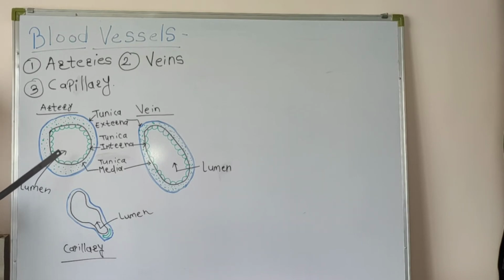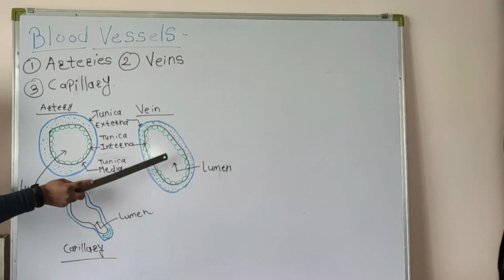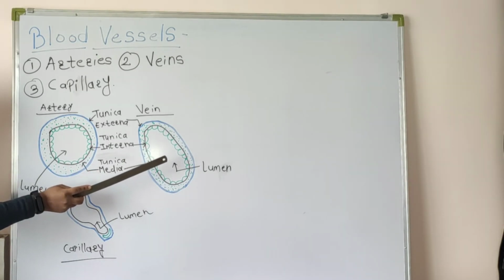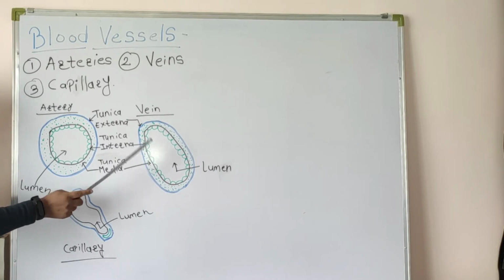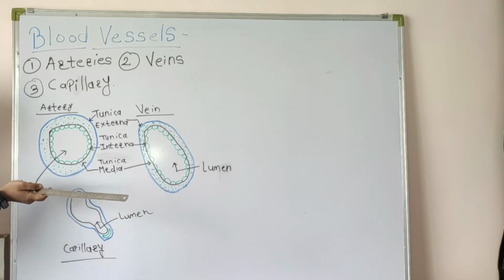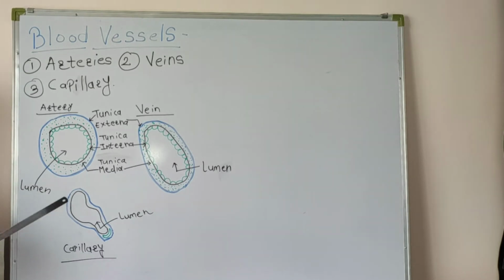As I told you, in the artery the lumen has a very rapid and high pressure of blood flow. Like that, the lumen of a vein also has a high pressure of blood, and it prevents the backflow of blood. Now we will see the capillary.